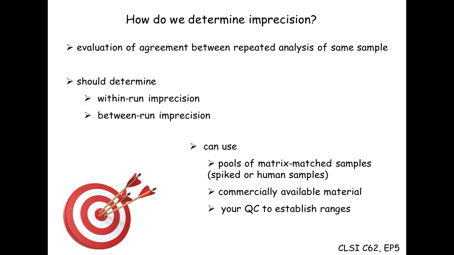We usually carry out imprecision studies using our quality control sample that we'll be using in our everyday analysis. In that way, you can use the same between-run precision data to set your acceptable range for your QC sample. It's also possible for you to make your own pools of matrix matched samples, or you can obviously also buy material in order to do these studies, and the CLSI documents that are helpful are listed at the bottom of this slide.